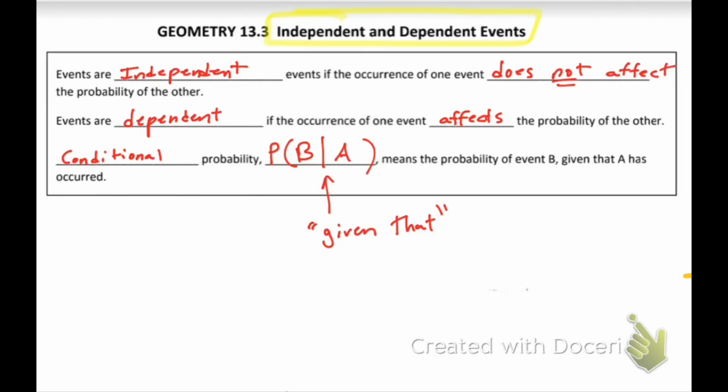One thing has to occur before the other one, and that is critical to dependent events. Events that occur where one event affects the probability of the other. Independent, you have two separate scenarios. One doesn't affect the other. Dependent, one does affect the other. And we'll have to calculate this conditional probability. Let's start with the easier ones, independent events.